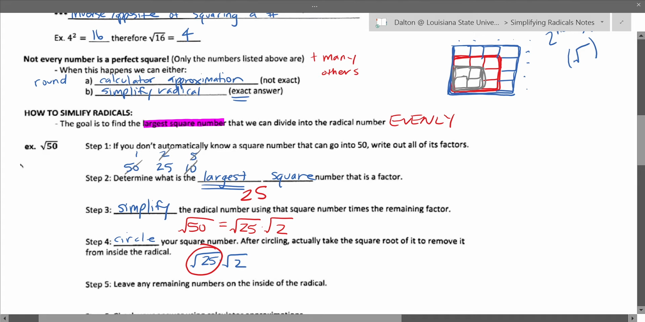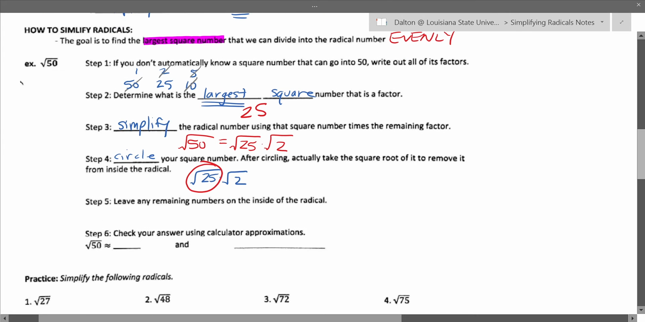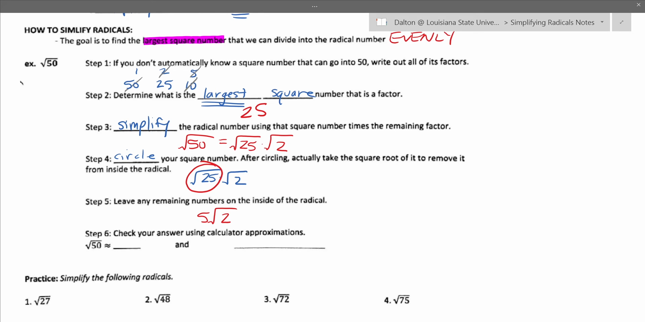So step 5 says leave any remaining factors on the inside of the radical. So the square root of 25 is 5, and then leave the square root of 2 alone. You can't do anything else with that. So simplifying radicals doesn't mean that you're going to get rid of all of your radicals. It just means the number on the inside of it should be a lot smaller.